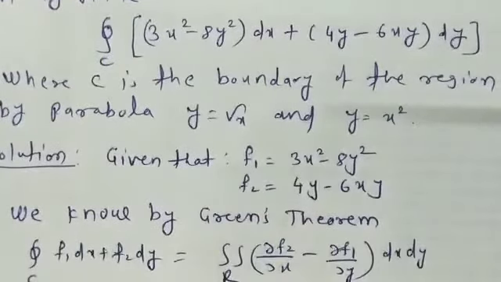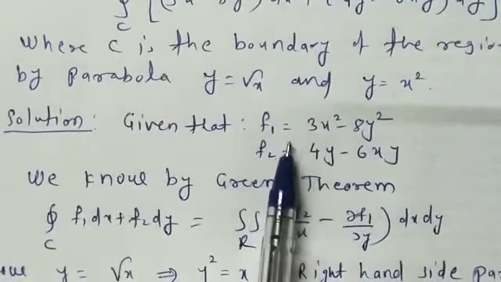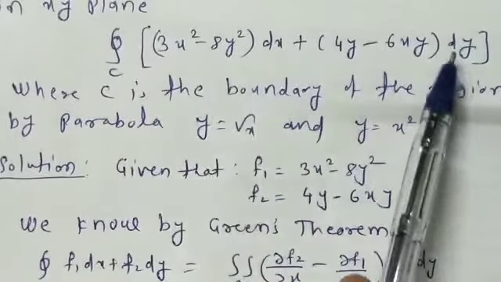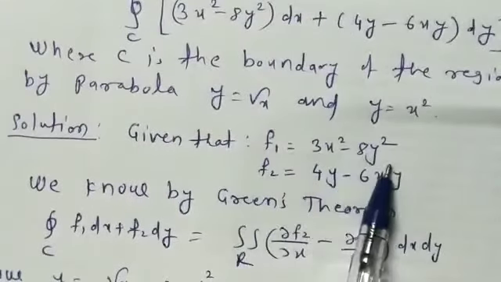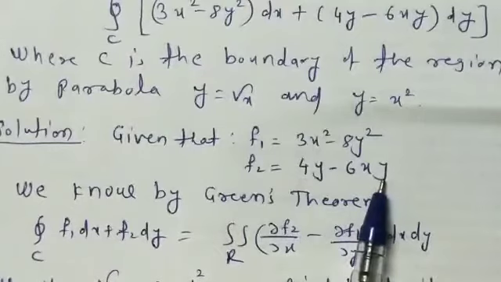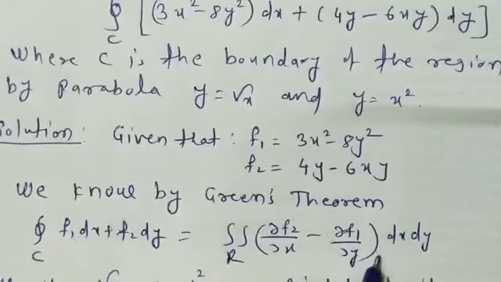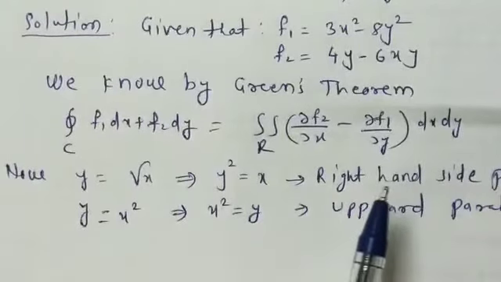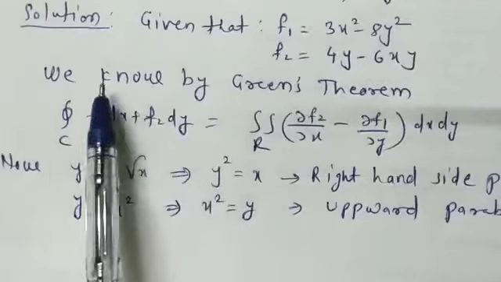Okay. Now let us see how to solve this. Now can you tell me what f1 and f2 are here, students? As I said, f1 is the coefficient of dx and f2 is the coefficient of dy. So that's why I wrote f1 as 3x² − 8y² and f2 as 4y − 6xy. Now Green's theorem is written here again, the same theorem which is told here, copy pasted here. Now you have to solve both the sides one by one. Now let me solve the left hand side first.